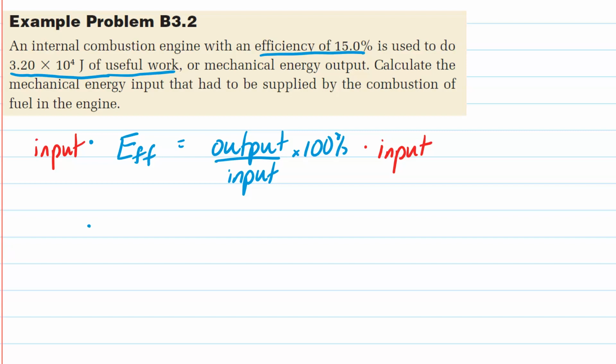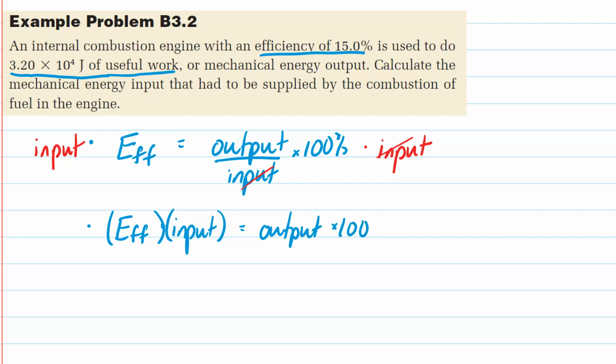And as a result, you'll have efficiency multiplied by input. I'll use brackets to make it more clear. On the left side, on the right side, input on the top and bottom cancel out, and you have output times 100%. Your goal, remember, is still you want to get input by itself. How can we get input by itself? Well, it's being multiplied by efficiency, so divide both sides by efficiency.